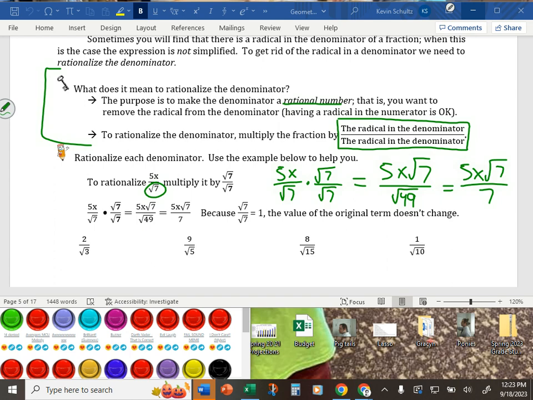Okay? My second question is, why aren't we changing the value of the fraction? What guarantees that what we started with is equivalent to what we end with? Because when we simplify and manipulate things, we don't want to change the value, right? We want to keep the value the same. What guarantees that what I started with, 5x over root 7, is the same value as 5x root 7 over 7? Put it another way, how does rationalizing the denominator not change the value of the fraction?